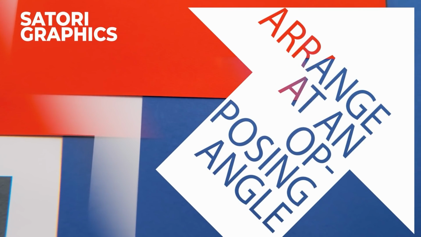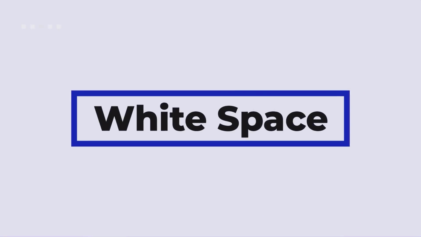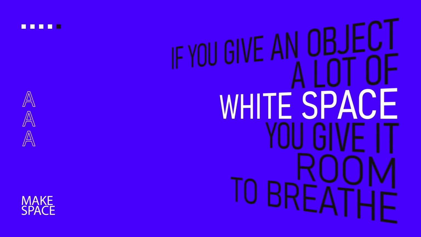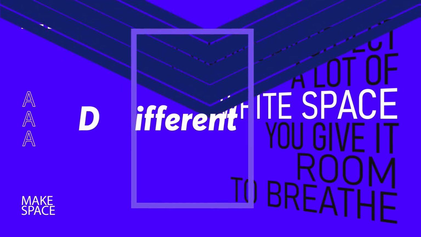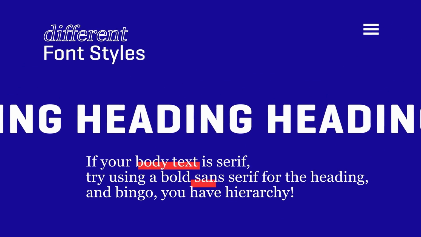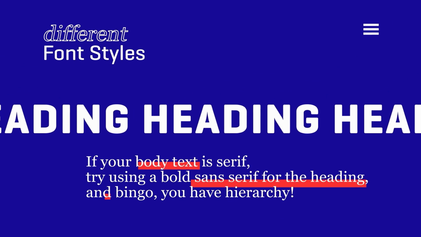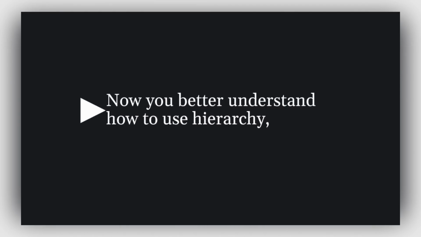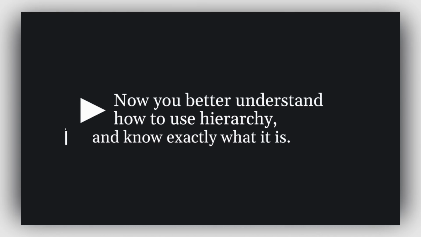The next technique is one that a lot of designers forget. If you give an object a lot of white space on your design, it then has room to breathe and it becomes more obvious to the reader and thus more important. And then finally, using a different style of font. If your body text is serif, then consider using a sans serif for the heading, and bingo, you have some hierarchy. So yeah, maybe now you better understand how to use hierarchy on your designs, and you know exactly what it is.